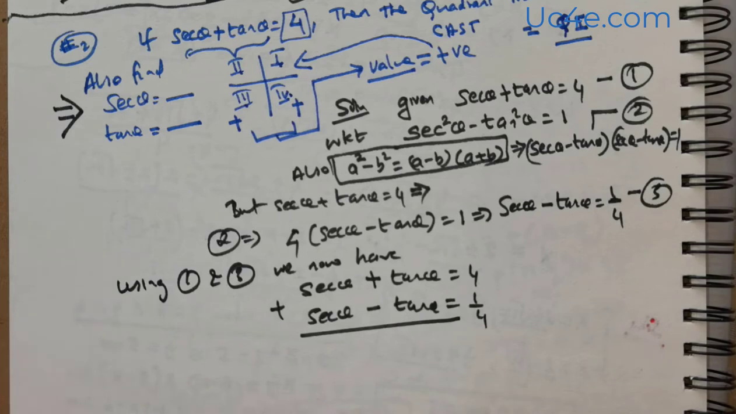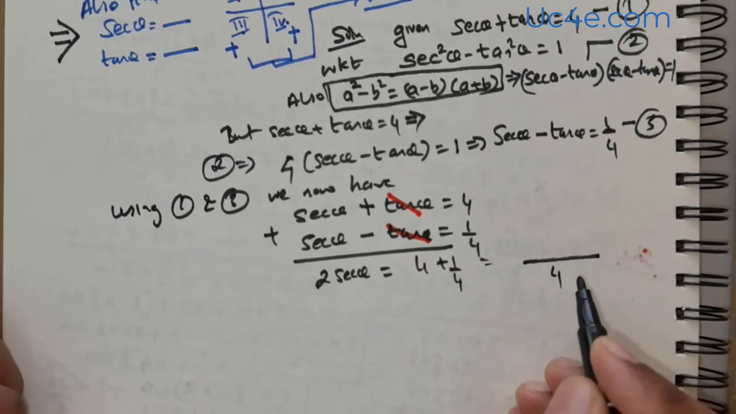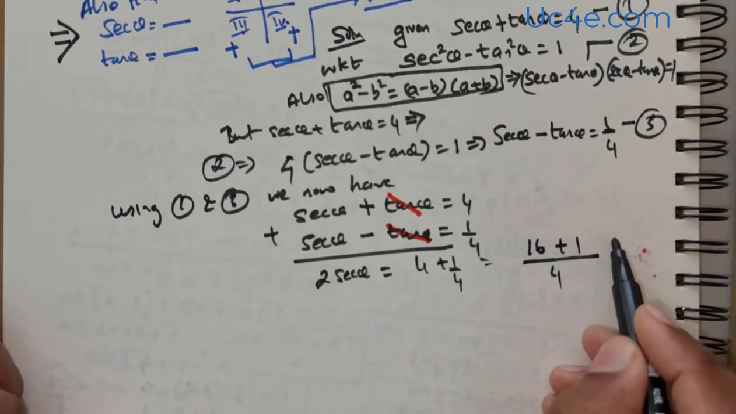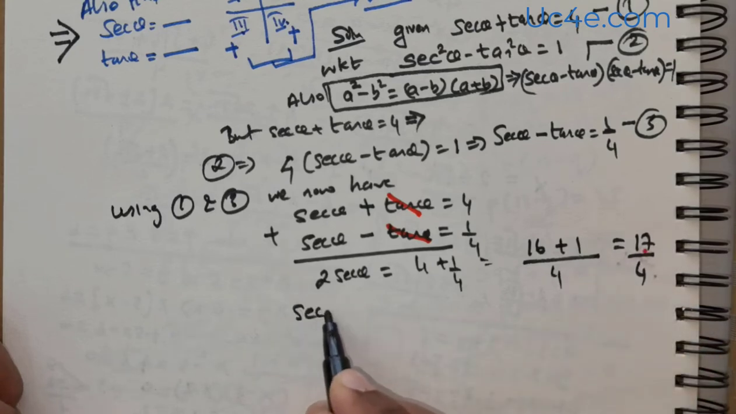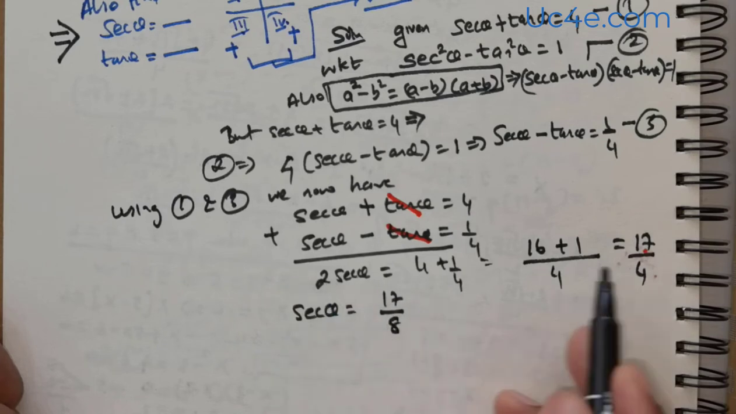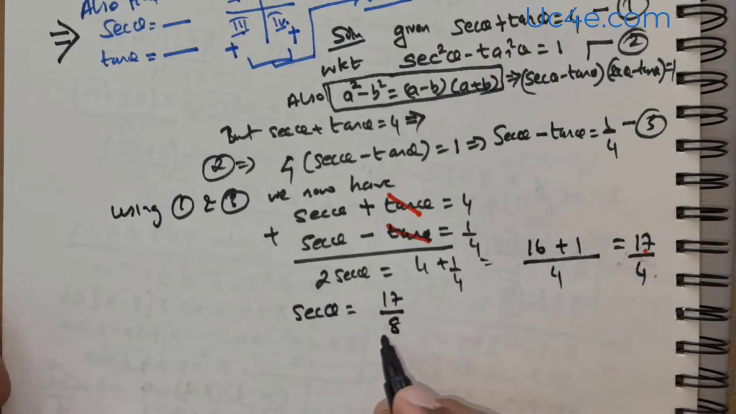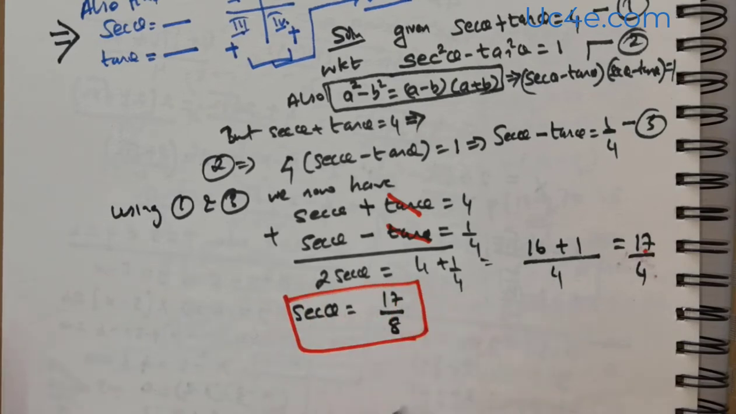So clearly when you do that, negative tan theta and positive tan theta get cancelled, giving me 2 times secant theta is 4 added with 1 over 4, which is nothing but, I take the LCM, 4, 16 added with 1, which is nothing but 17 over 4. So from here secant theta is equal to 17 divided by 2 times 4, cross multiply, you get 17 over 8. So this is one value. So I've got the value for secant theta.